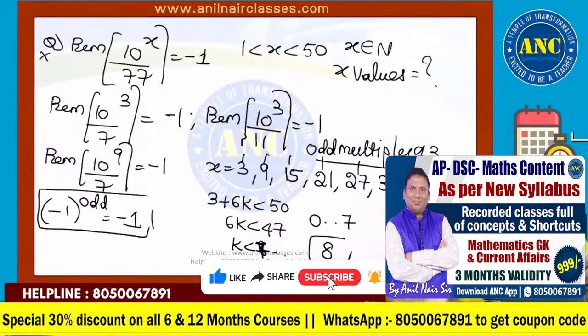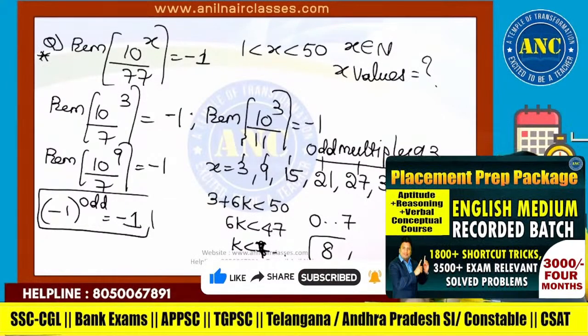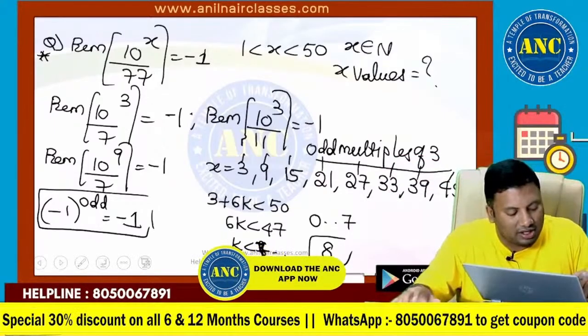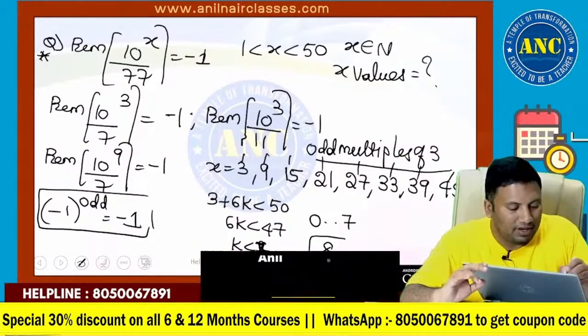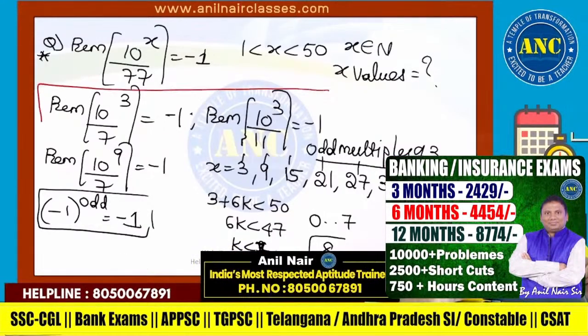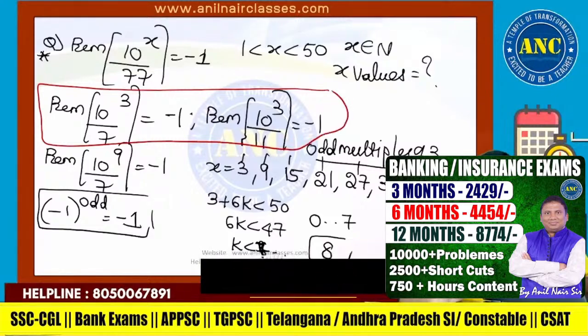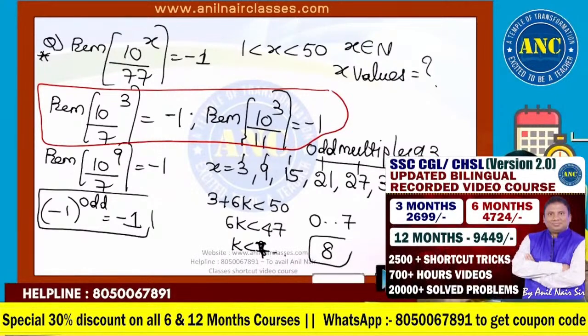Only if you know this concept, you can solve this question very, very fast. 10 power 3 divided by 7 is minus 1. 10 power 3 divided by 11 is minus 1. 7 into 11 is 77. I hope the idea is clear.